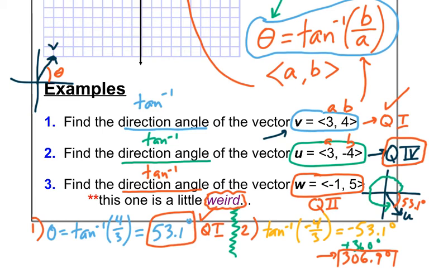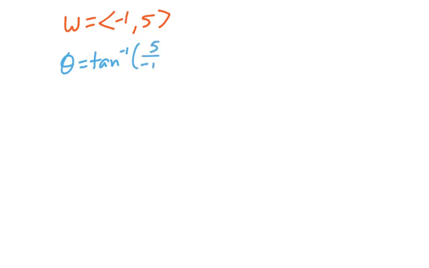Okay, so when we do the tan inverse and find the theta angle for this, we might have to adjust it. All right, I need a new page. Here we go. Let me start here. W was (-1, 5). Now I want to find the direction angle. So theta equals the tan inverse of B over A. How about 5 over -1?